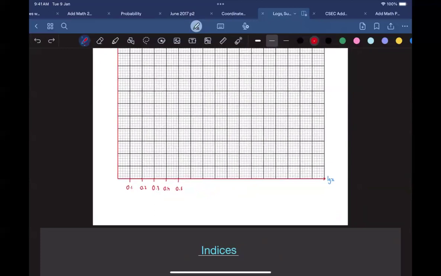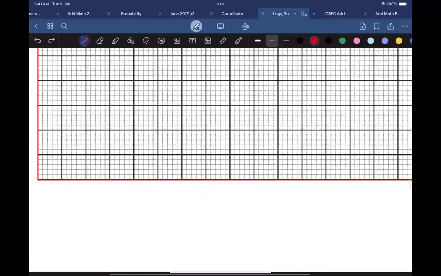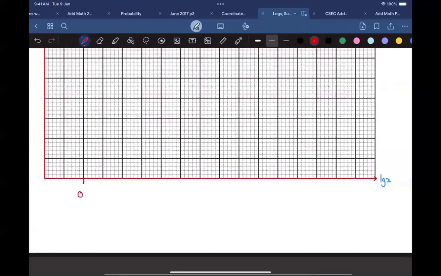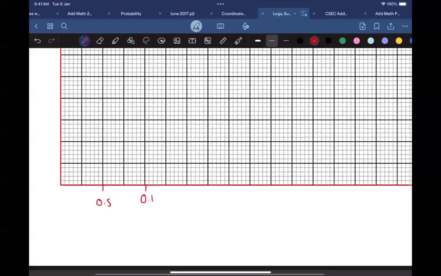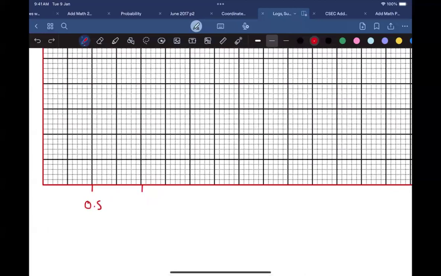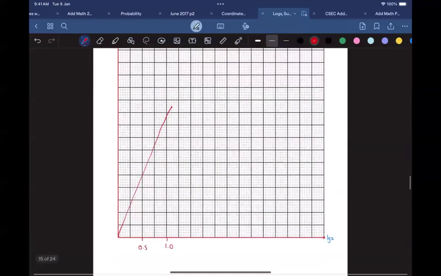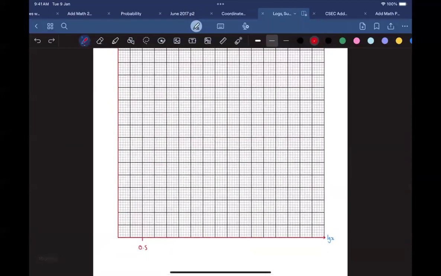Because if I say every 2 blocks is 0.1, I wouldn't have space. I will need 20 blocks for that. You understand the logic? What about every 2 is 0.5? That will be too small. If that is the case, your graph will be this. Oh wait, never mind. I was going to say something, but it didn't make sense.